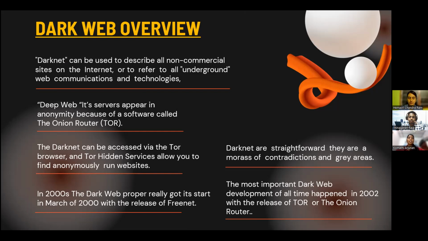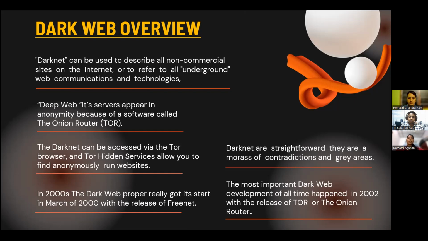The darknet is a part of the deep web, the biggest part of the internet, which is not indexed by regular search engines. The darknet can be accessed via the Tor browser and Tor hidden services, which allow you to find anonymously run websites. No one uses his or her real name on the darknet. Neither cybercrime nor the darknet are straightforward. They are models of contradiction and gray areas. Without the dark web, like peer-to-peer exchange, it's doubtful we would have the consumer-friendly online media world of today.